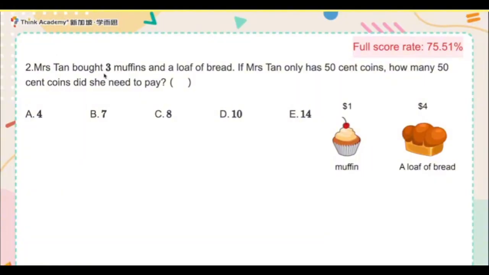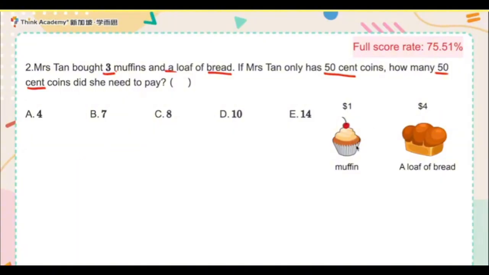Mrs. Tan bought 3 muffins and a loaf of bread. One bread, 3 muffins, right? And then if Mrs. Tan only has 50-cent coins, how many 50-cent coins did she need to pay? Okay, so everyone, let's see. As for 3 muffins and a loaf of bread, that will cost how much?